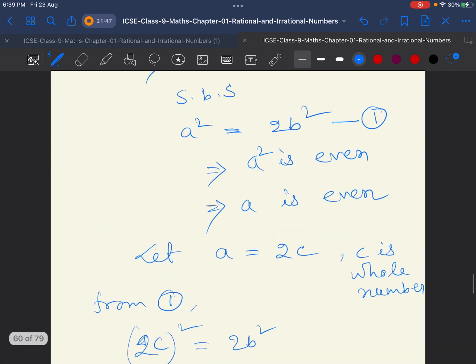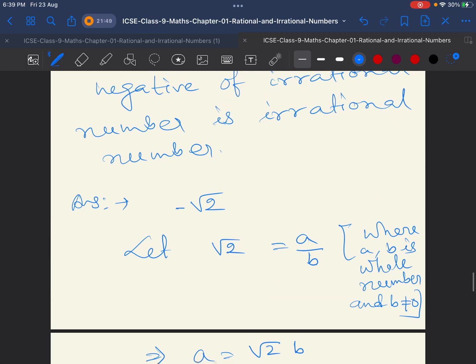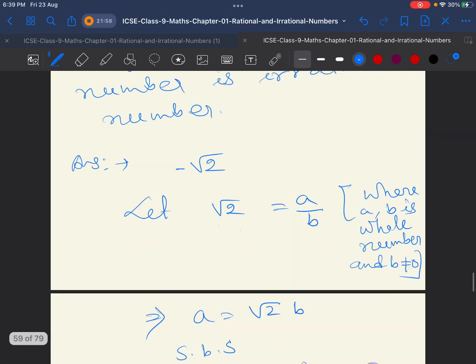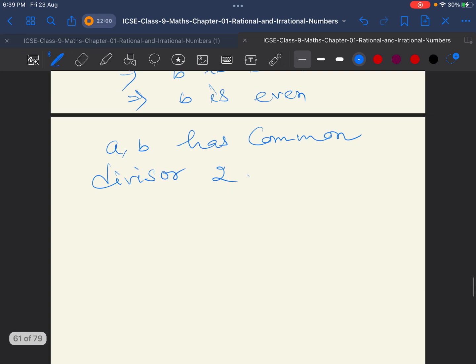So we know if root 2 is a rational number, then there will be no common divisor. Okay, a and b have no common divisor, but there is a conclusion. Okay, so a and b have common divisor 2, so this is not a rational number. A by b is not a rational number.